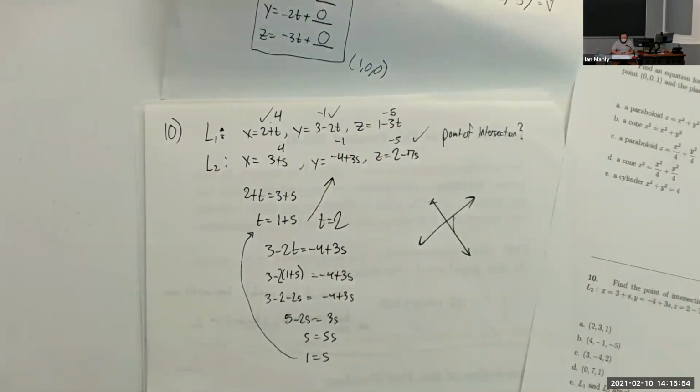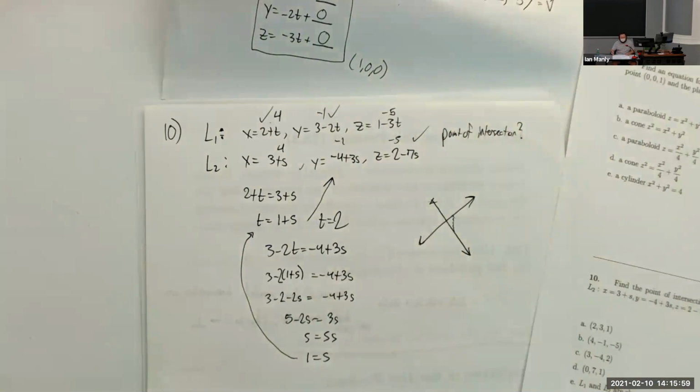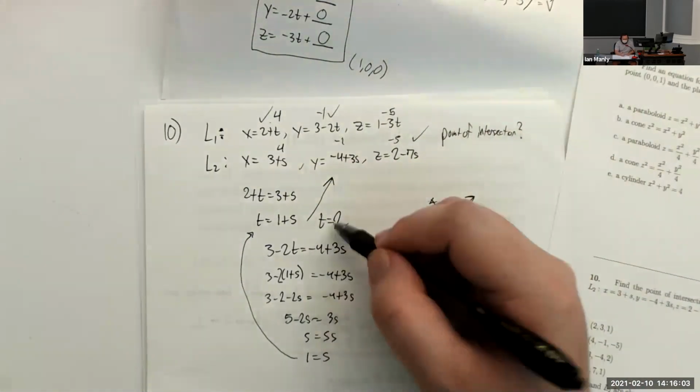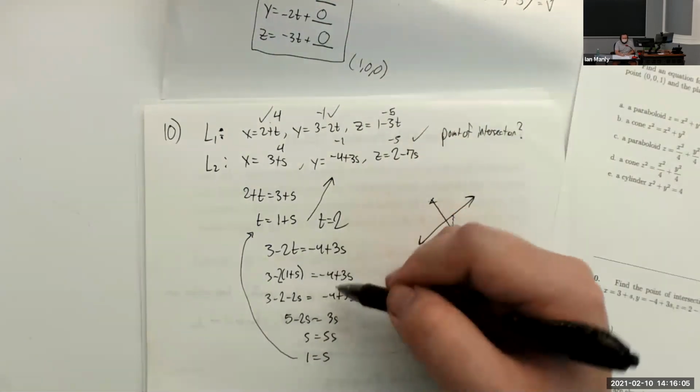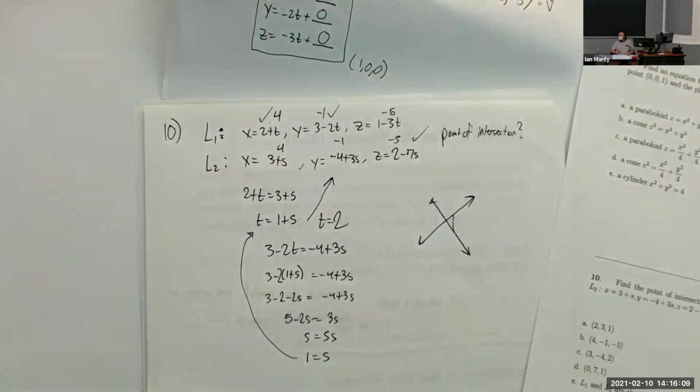What would happen if it didn't work out? So let's say I got a 4 here and a -5 there, then they would be skew, because in order for the X and Y to agree, we need these S and T values, but these very S and T values would make the Z's not agree. So there's no way that all 3 coordinates could agree at the same time.